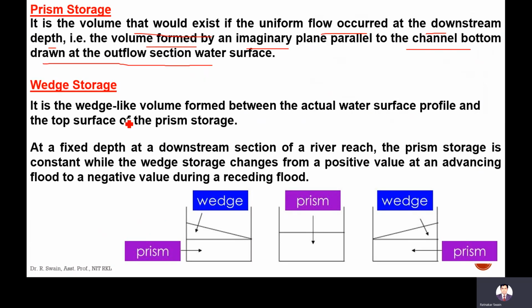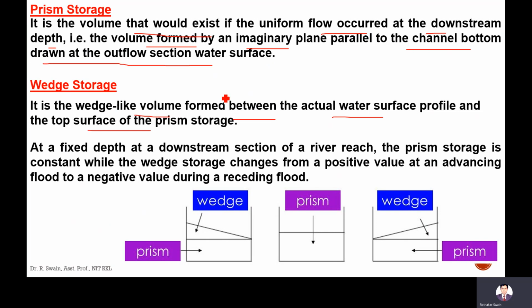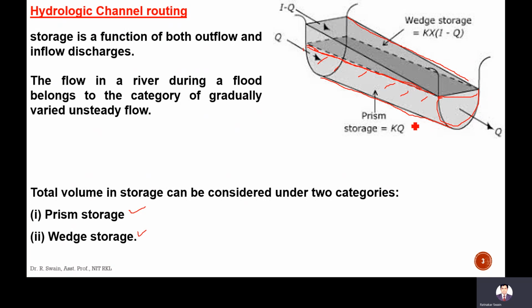And the wedge storage is the wedge-like volume formed between the actual water surface profile and the top surface of the prism storage. Means from the top surface of the prism storage to the actual water surface of the flow, in between, that volume which is formed is called wedge storage. At a fixed depth at a downstream section of a river reach, the prism storage is constant from upstream to downstream.